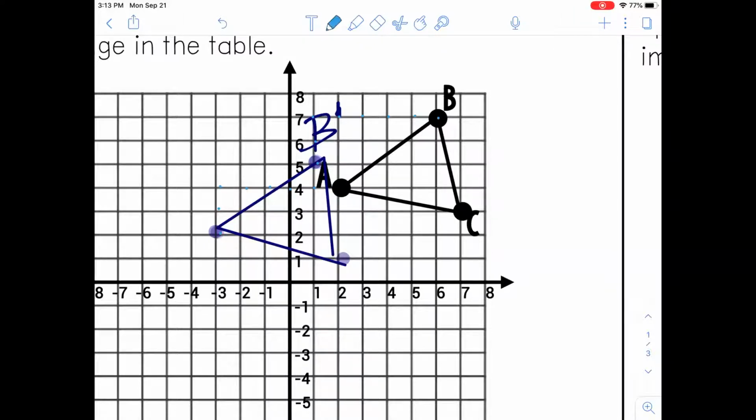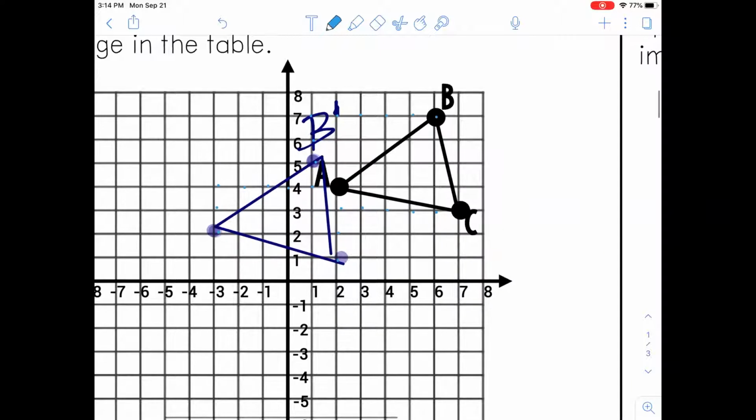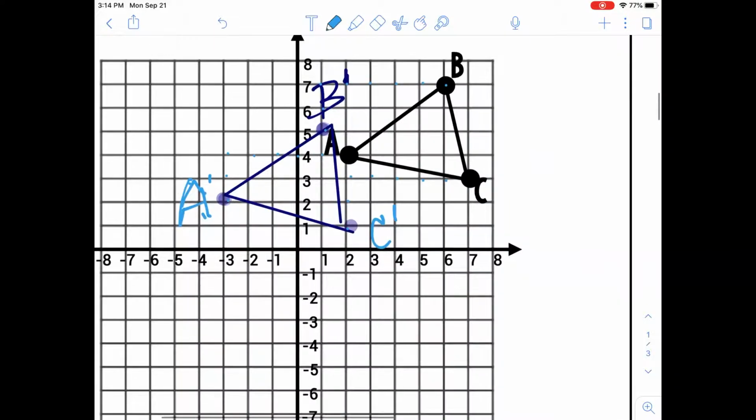So with C, we need to do the same thing. We need to go 1, 2, 3, 4, 5 units to the left, 1, 2 units down, and that puts us at this point, C prime. And I didn't mark A prime over here. A prime. It's like my pen's running out of ink.